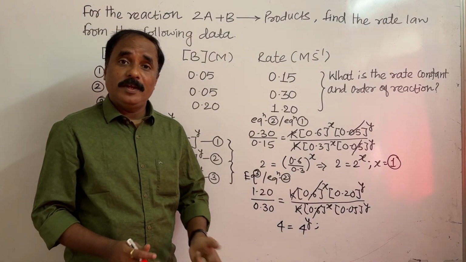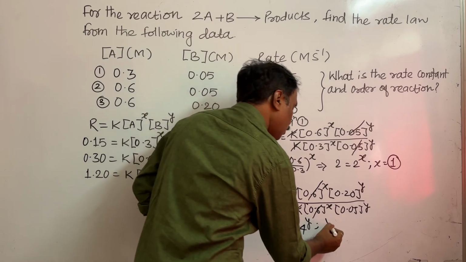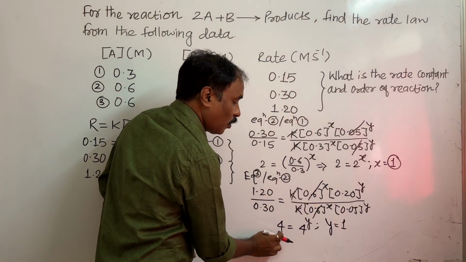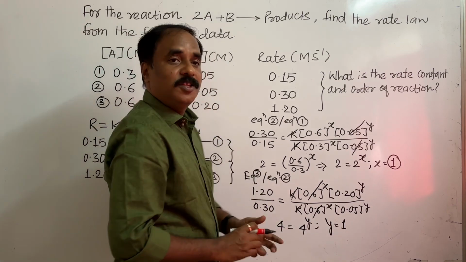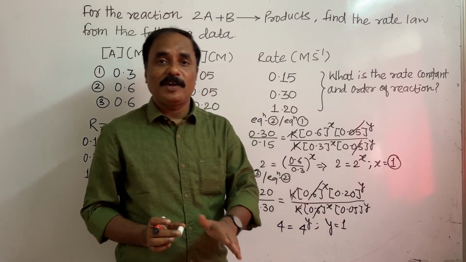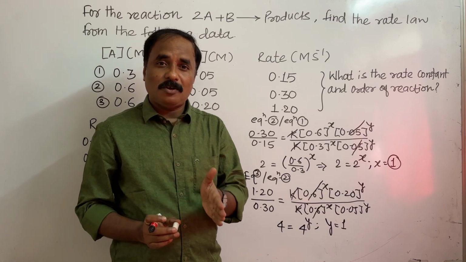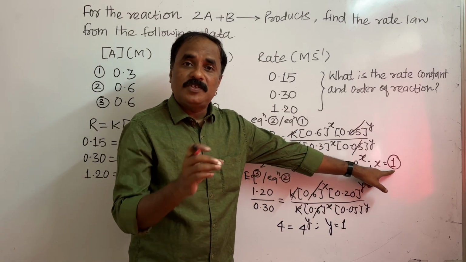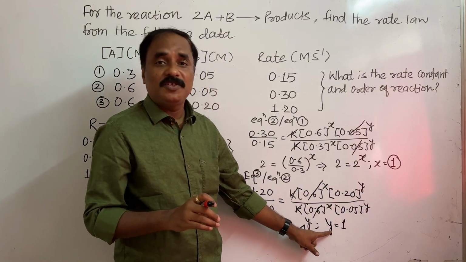So what should be the value of y? Therefore y is equal to what? When we put y is equal to 1, 4 to the power 1, it will be 4. So y is equal to 1. And this is also first order with respect to B. And the reaction is first order with respect to A because x is equal to 1. The reaction is first order with respect to B because y is equal to 1.